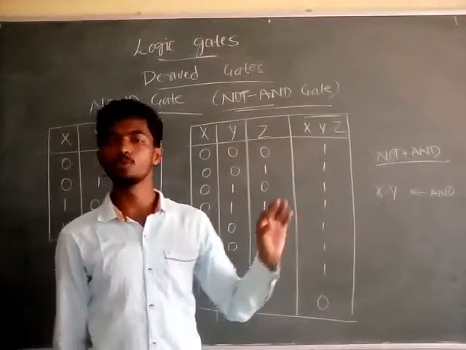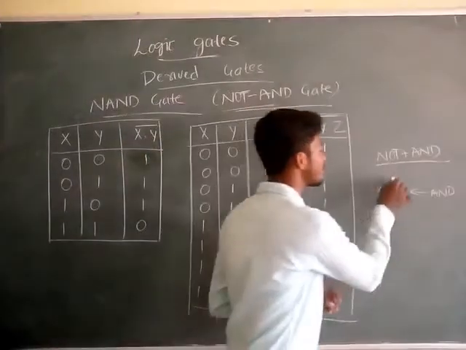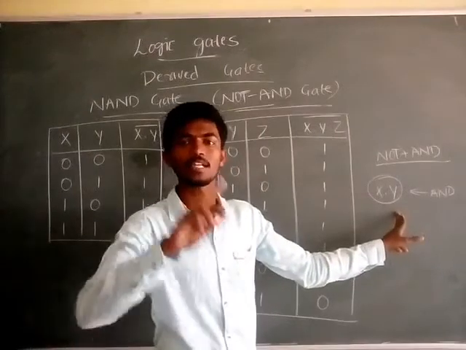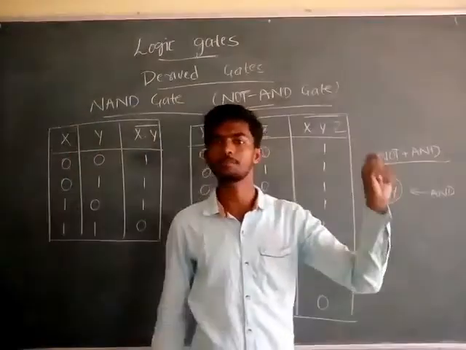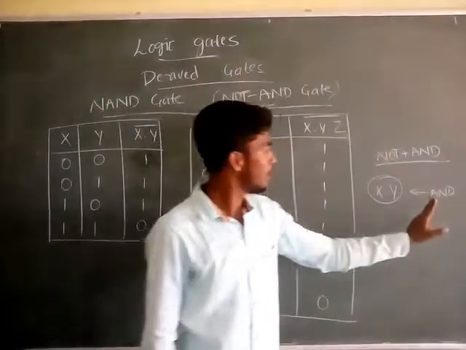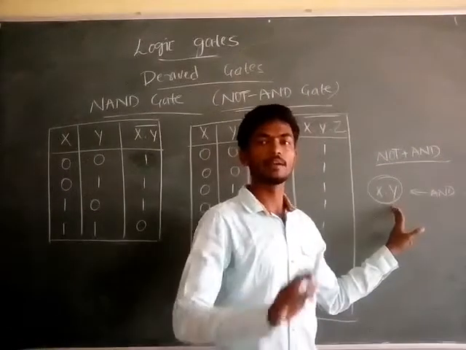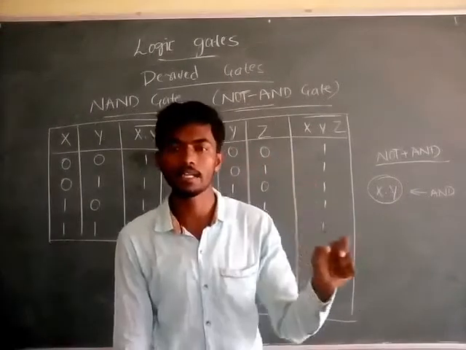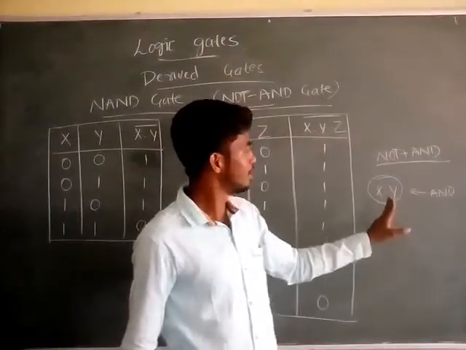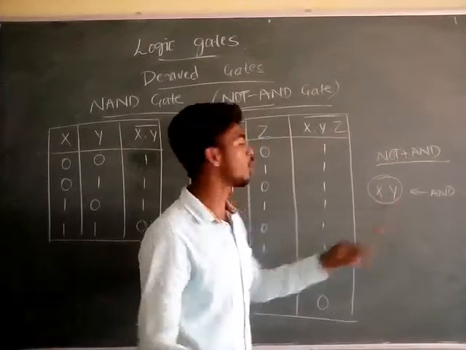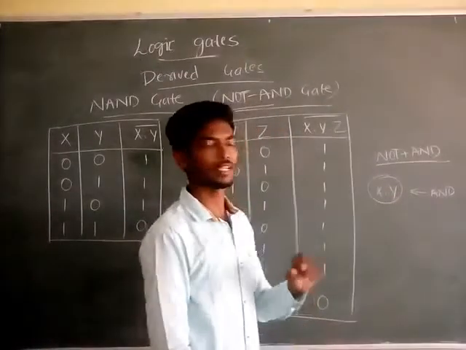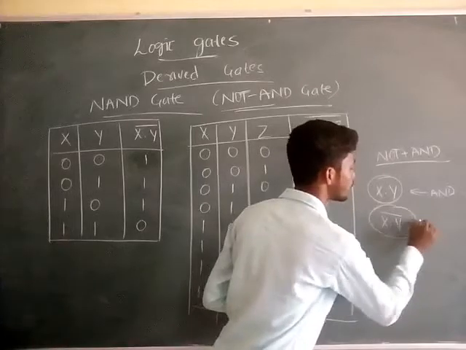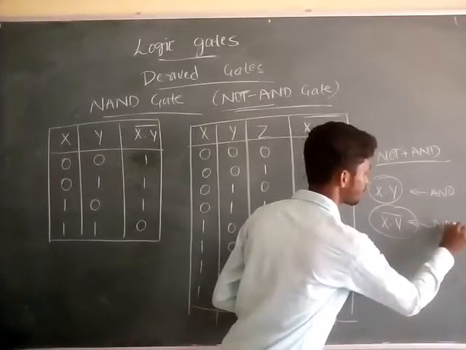If you complement the result of the AND gate, this is nothing but being preceded by a NOT gate. An AND gate preceded by the NOT gate means the result of the AND gate will be complemented. What is the meaning of an AND gate preceded with the NOT gate? In the sense, inverting the result of an AND gate. That means (X into Y) whole complement gives you the NAND gate operation.